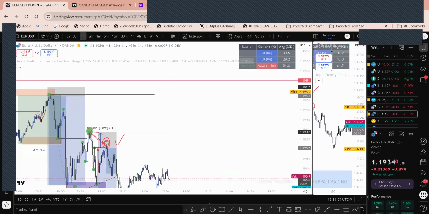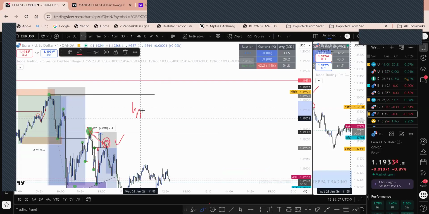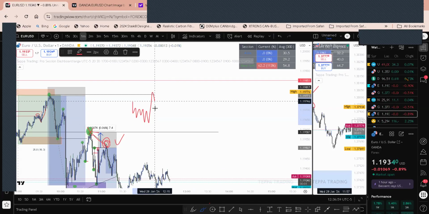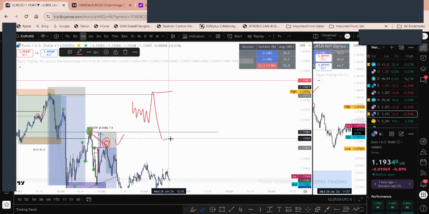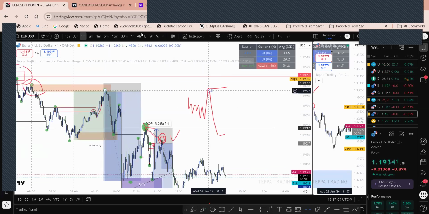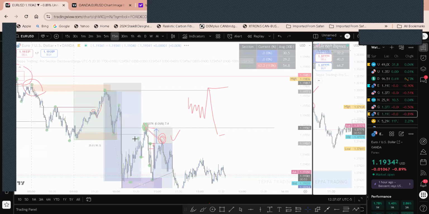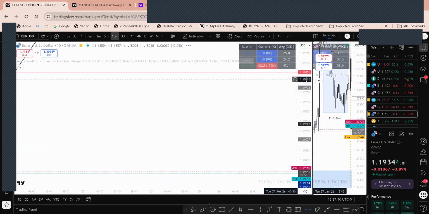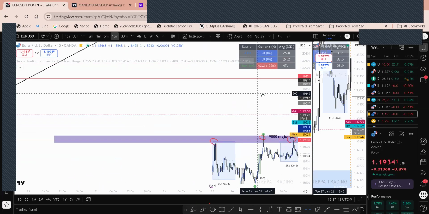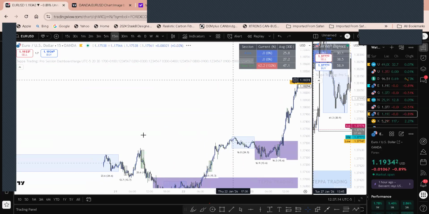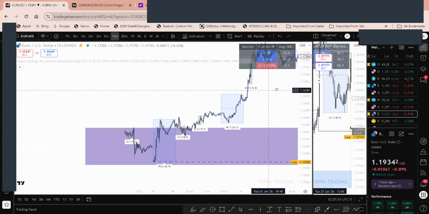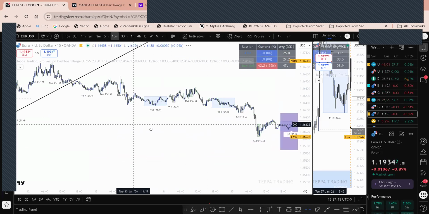I always thought a complex pullback has to do this, right? Build liquidity and induce all that liquidity before coming back lower. That would be a main push. Okay, for example, I'm gonna show you an example. We understand price was bullish, right? We 100% understand price was bullish. Now look at this complex pullback.